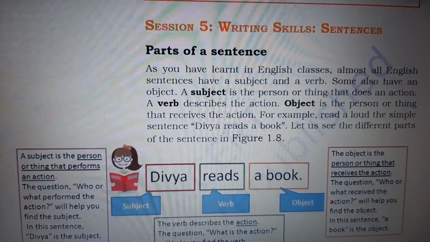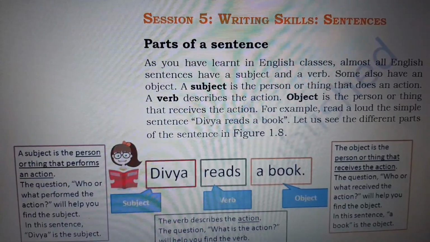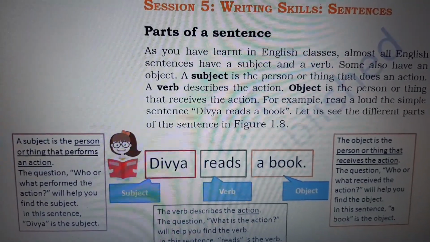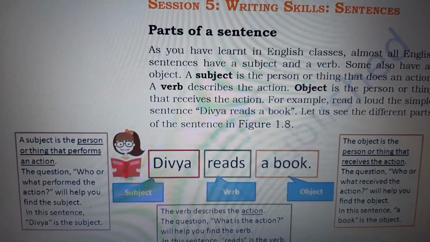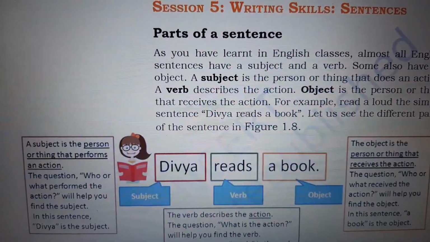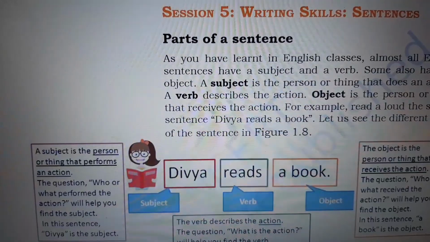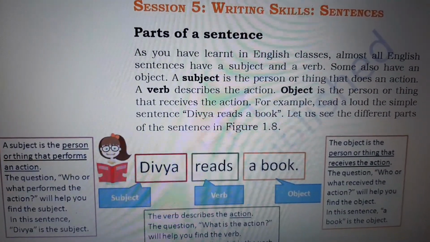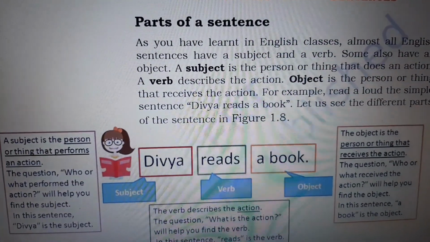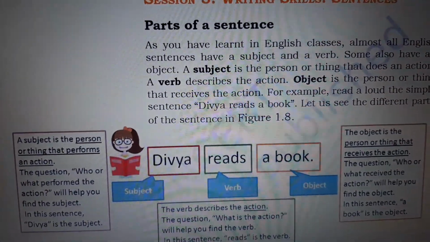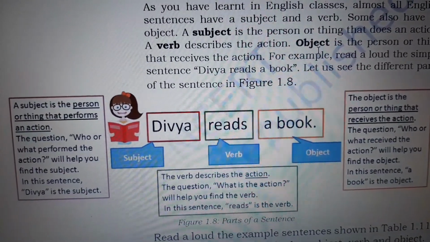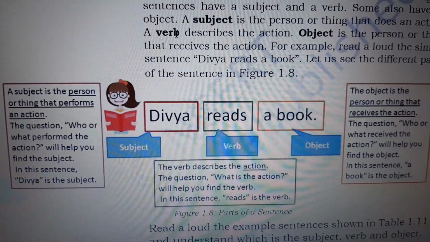Session number 5, writing skills: sentences. Here we are going to study subject, object, verb, active voice, passive voice, direct object, indirect object, and the types of sentences. So firstly, let us start with what the parts of a sentence are. We all know sentences are made up of 3 parts, that is subject, object, and verb.